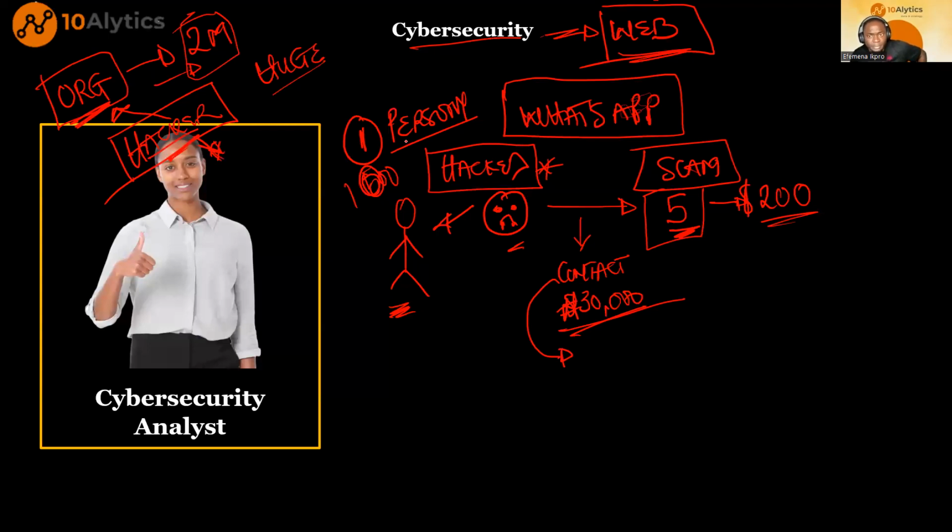Like I mentioned, one person with about a thousand contacts, in the span of almost 3 hours, they were able to scam 5 people to the tune of almost $200. Now imagine an organization with a 2 million customer base scattered across the world. If hackers get information, they can do a lot more damage. So that's exactly where cybersecurity comes in.